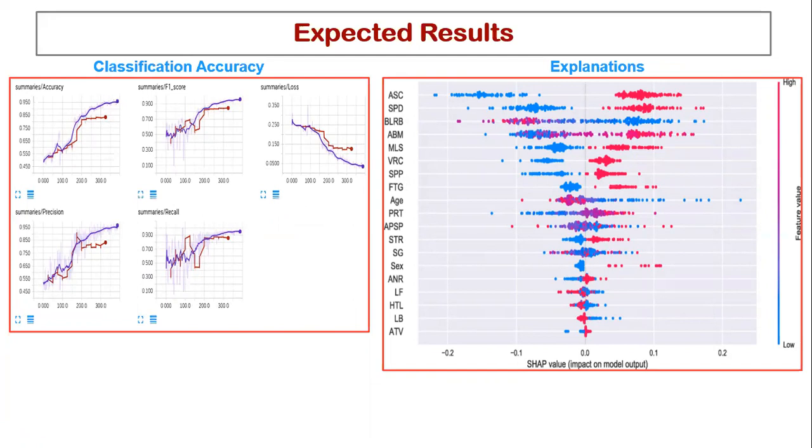Now here on the expected results, we have classification accuracy. We expect to get more accuracy. Now, these are some of the expected results that are visualized: accuracy, F1 score, and loss. With accuracy, we expect the model to be more accurate. F1 score, we expect it to be high. The loss should be low, precision should be high, and recall should be a bit high. Now, with the explanations, we expect to get explanations on how each feature within the image contributed to the model's prediction.